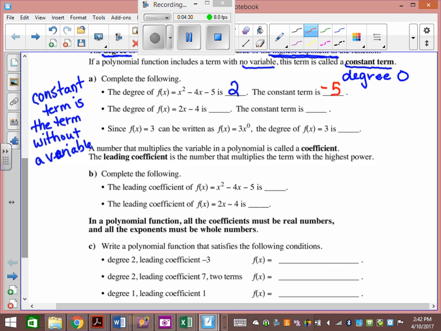So the second one, the degree of f of x equals 2x minus 4. That x has what exponent? What number? 1. So it's degree 1. The constant term is what? -4.